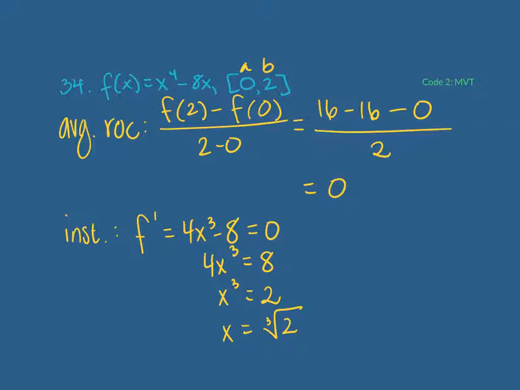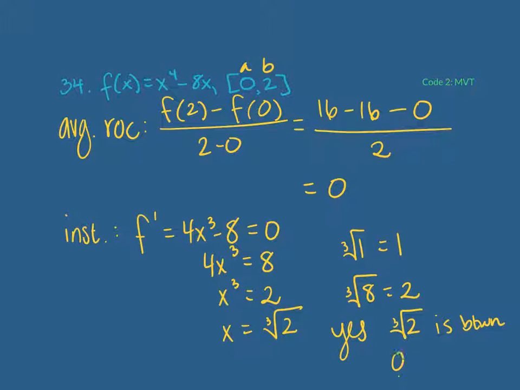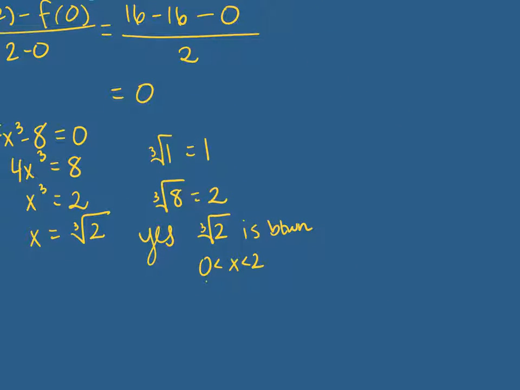Now that we have our answer, we have to ask ourselves, is the cube root of 2 going to be between 0 and 2? Well, we know that the cube root of 1 is equal to 1. We know that the cube root of 8 is equal to 2. So the cube root of 2 is in between those two. So yes, the cube root of 2 is between 0 and 2. So let c equal the cube root of 2.